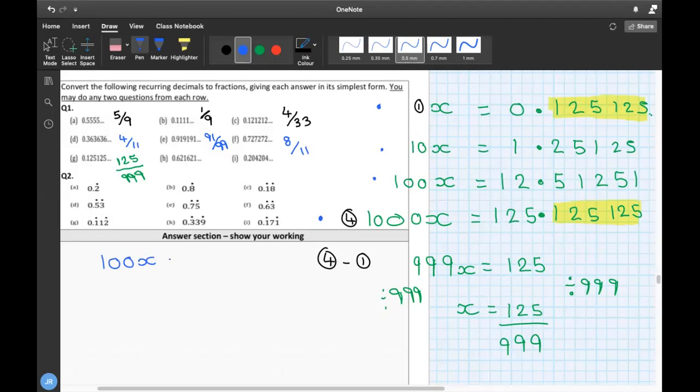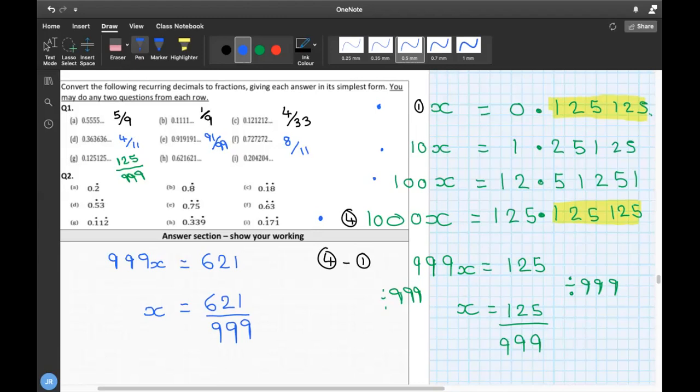Instead, 1000x would be, sorry, that's 100x. 1000x would be equal to 621. Actually, that would be 1000. Sorry, once we've done 1000x, take away 1x, we'll have 999x is equal to 621. And then we're going to have to divide both sides by 999. So we get 621 over 999.